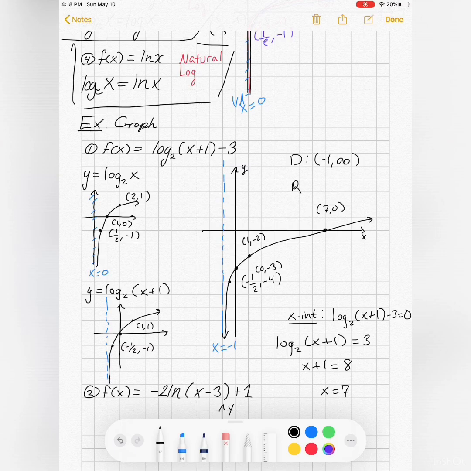-1 to infinity. The range for all logs would be negative infinity to infinity because these are the inverse of exponentials, and exponentials have a domain of all real numbers, right? So remember, we're swapping domain and range with inverse functions, right?